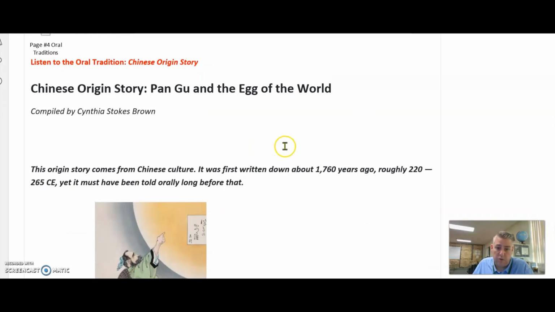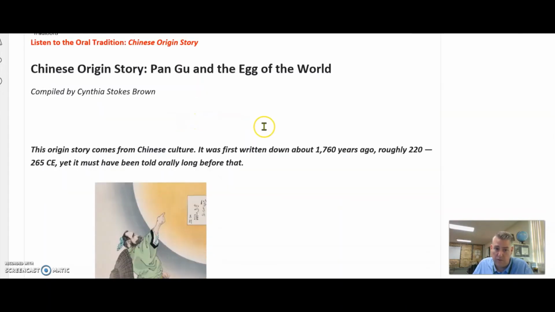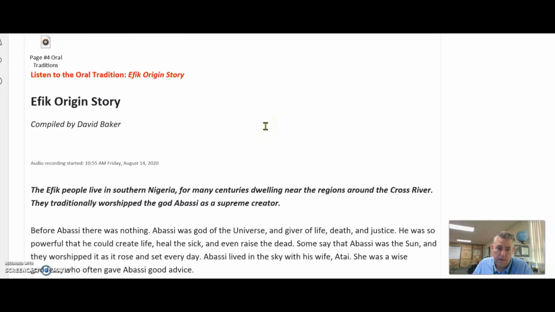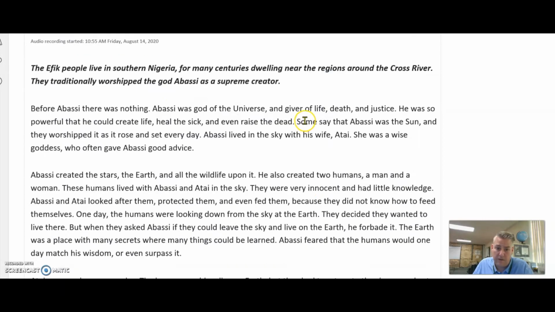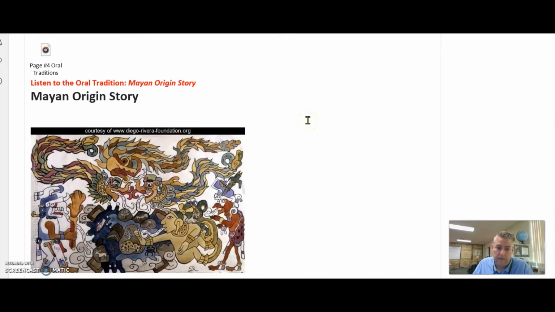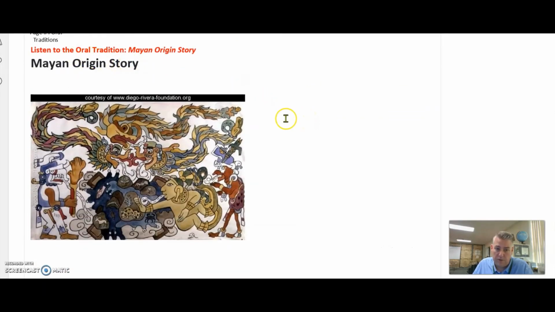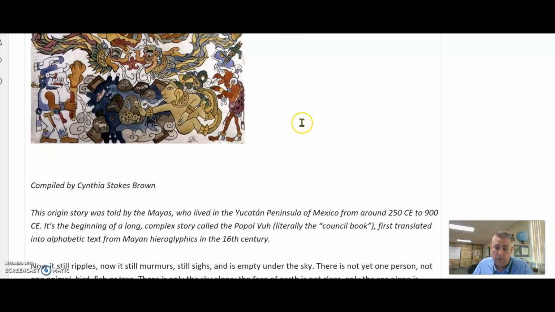So the first one is Pangu and the Egg of the World, a Chinese origin story. Then we have an Asante origin story. Those were people who lived in Nigeria and Africa. And then lastly, we have a Mayan origin story. The Maya were people who lived in the Yucatan Peninsula of Mexico.